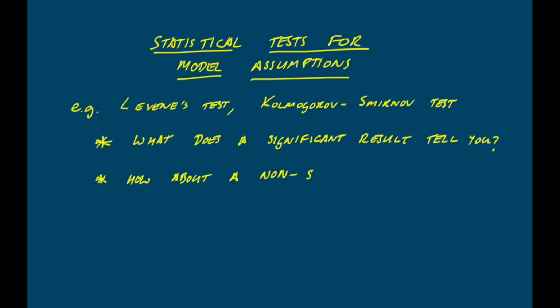Second thing to think about is, what does a non-significant test result tell you? Well, it doesn't tell you that your data conform to the assumptions. Statistical significance tests don't tell you if things are the same. They can only tell you if things are different. So if you've got a small sample size, you're quite unlikely to get a significant result because your sample size is small, even though your assumptions might be quite badly violated. So once again, a non-significant result doesn't tell you anything useful, and a significant result doesn't tell you anything useful.